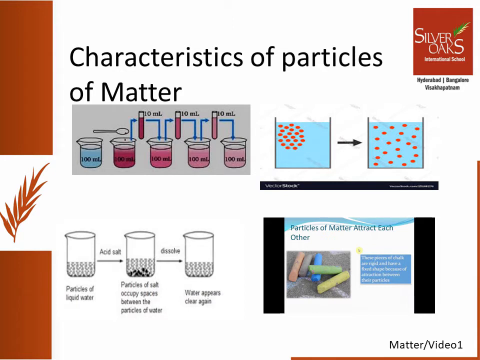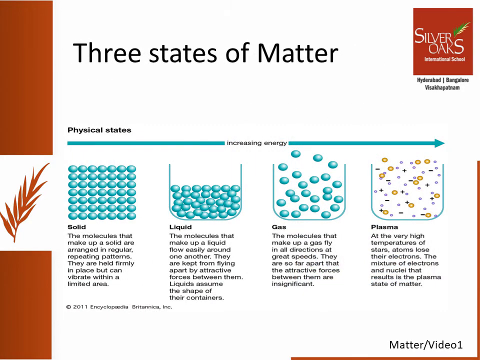The last but not the least is that particles of matter have attraction between them. Depending upon the forces of attraction between them, the space between them, and the kinetic energy possessed by them, matter exists in 3 different states, namely solid, liquid and gas. You already know the particulate properties and the physical properties of these 3 states of matter.